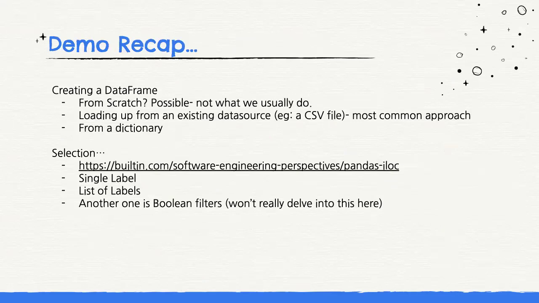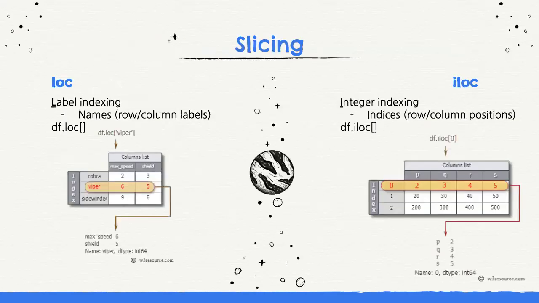Okay, so what we just did was create a data frame from scratch, and we also created one from a CSV file, which was mainly loading it in. We also showed you how to do that from the dictionary. Now that you have a data frame, a lot of times you want specific data: specific rows, specific columns, specific data points. So we're going to show you how to do that.